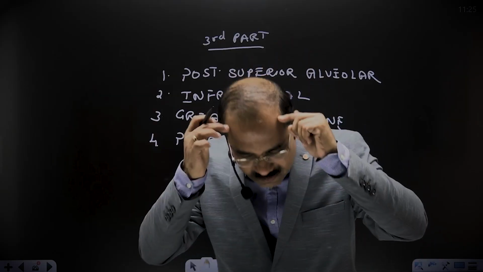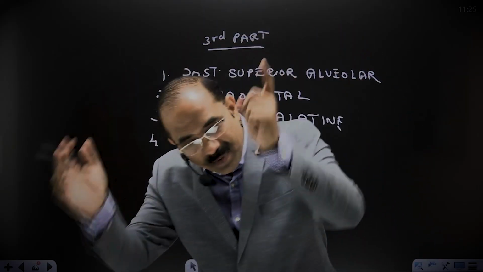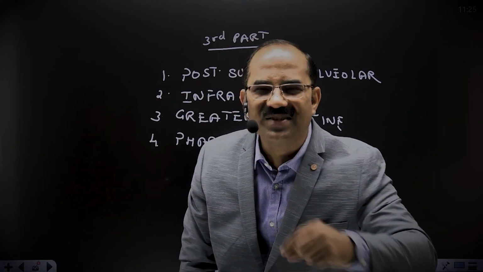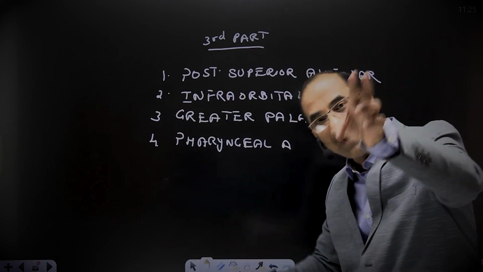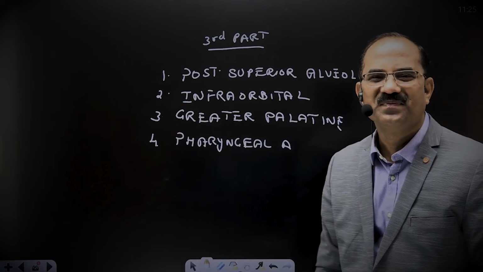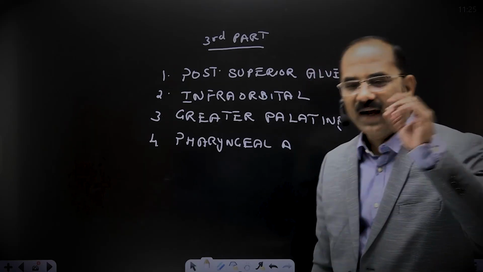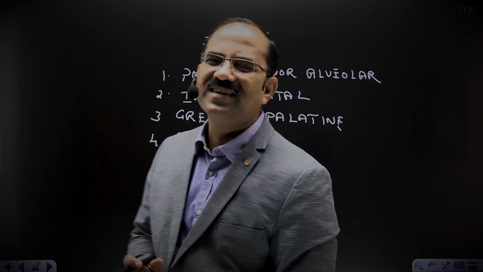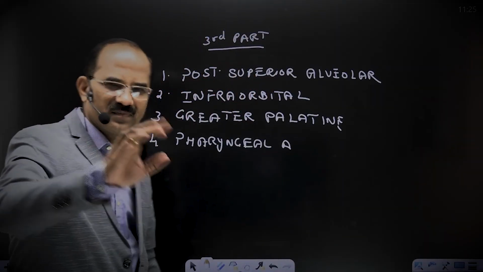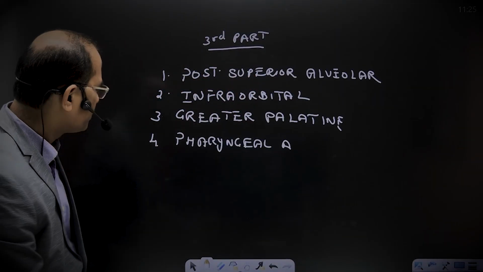Remember, students, ascending pharyngeal is a branch of external carotid, whereas pharyngeal artery is a branch of maxillary artery. Clear? Pharyngeal artery is a branch of maxillary artery. Ascending pharyngeal is a branch of external carotid. I hope this is clear. That's a very important MCQ.